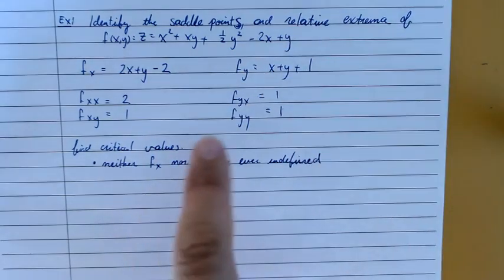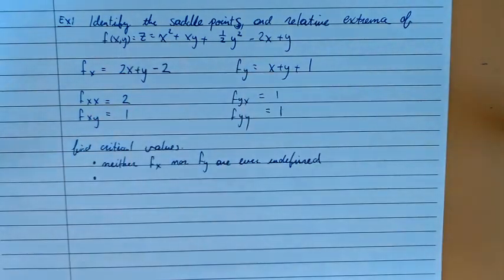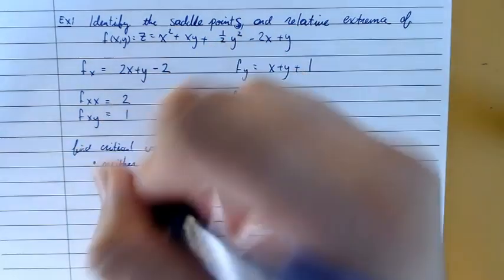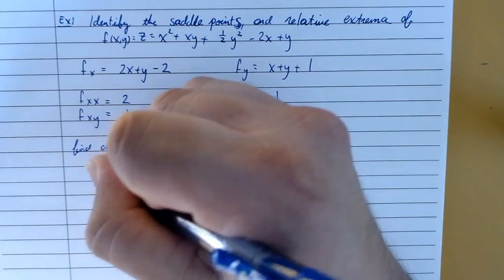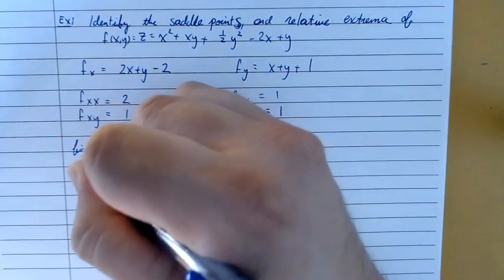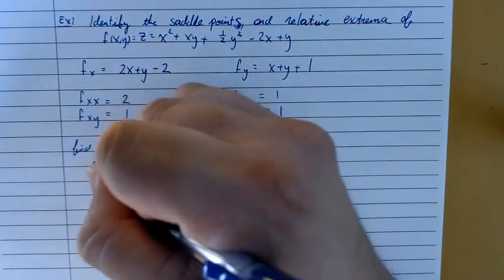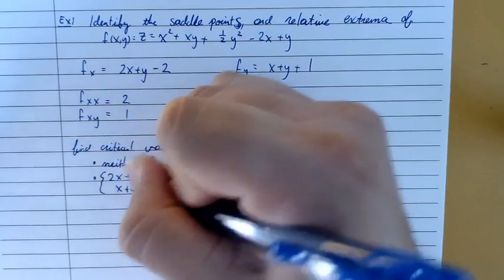Okay, so then we don't have any critical points from that. But it does look like we can make them equal to 0. Right? Now remember, we need them both to be 0. 2x plus y minus 2 equals 0, simultaneously, x plus y plus 1 is equal to 0.